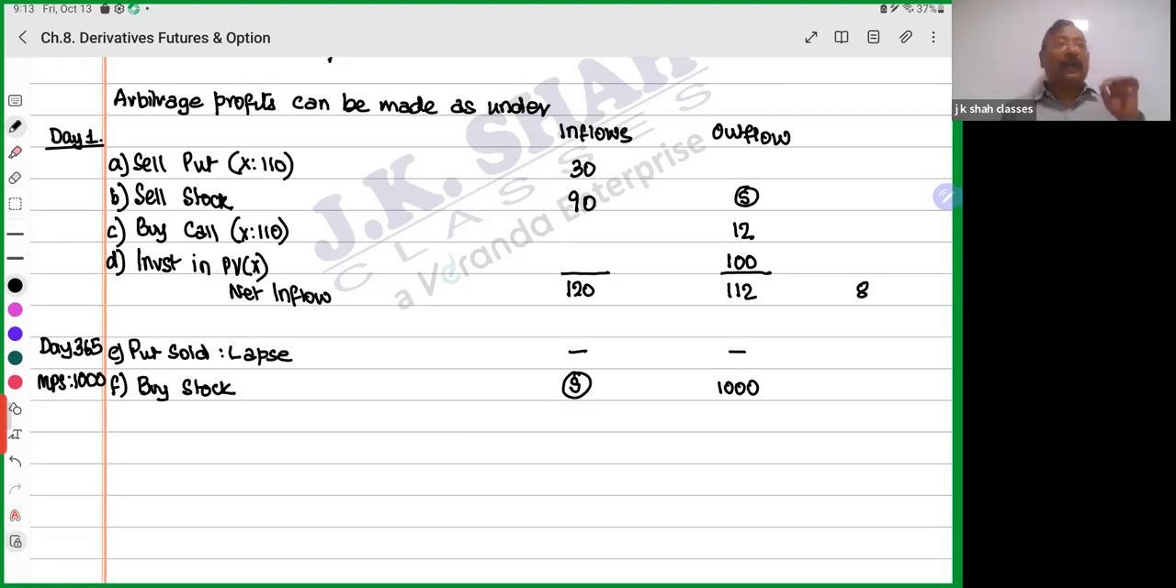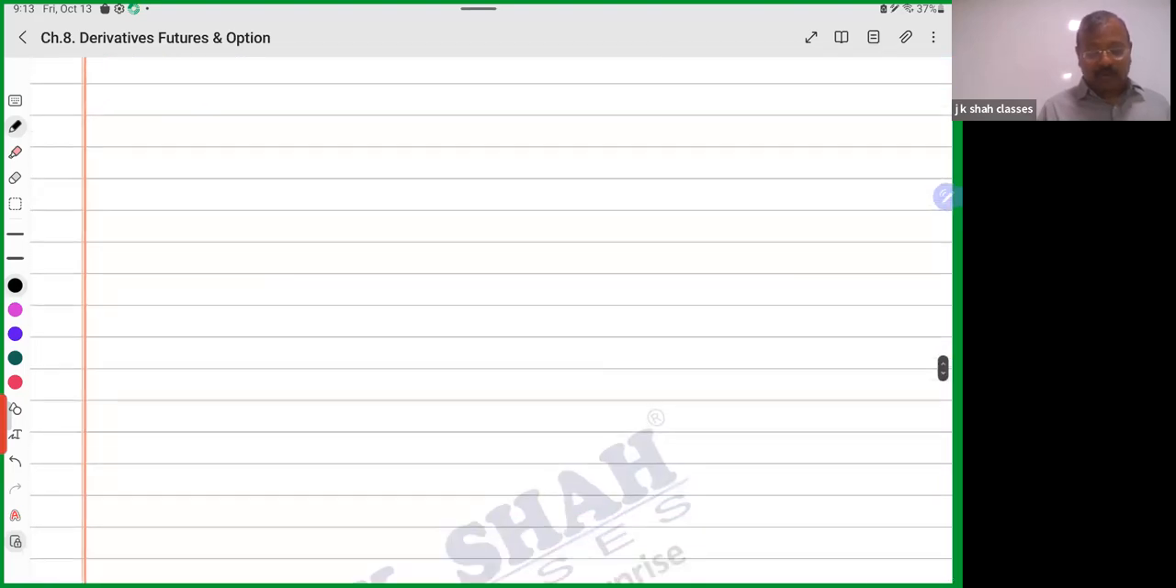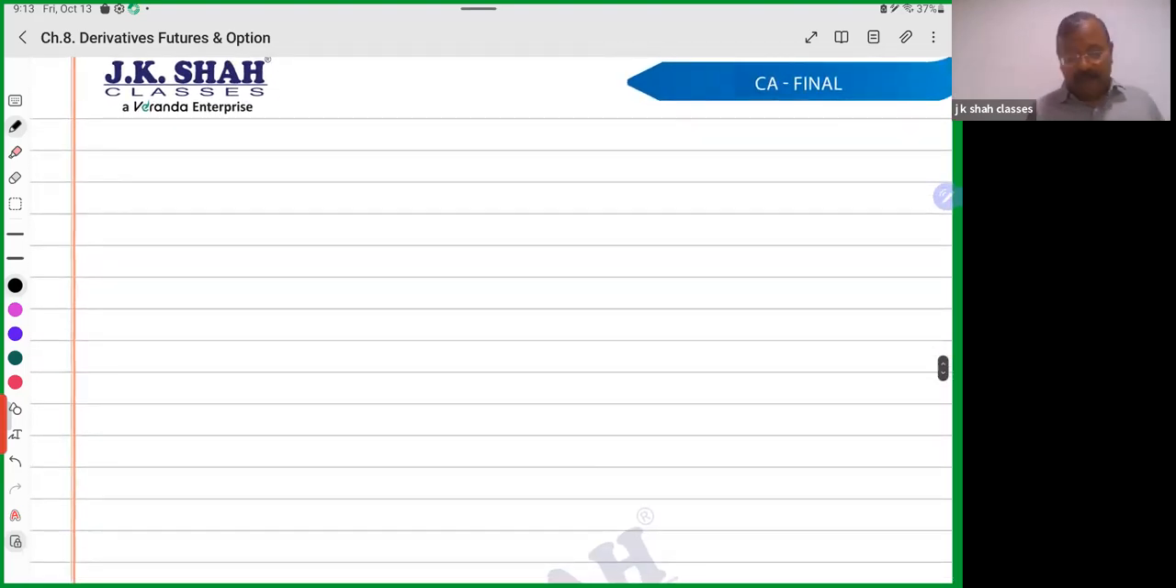Wait. Now we take a slight detour from here, because now we need to understand how options are settled in the market. We'll come back to this. Now understand something, which is why I told you don't write anything.